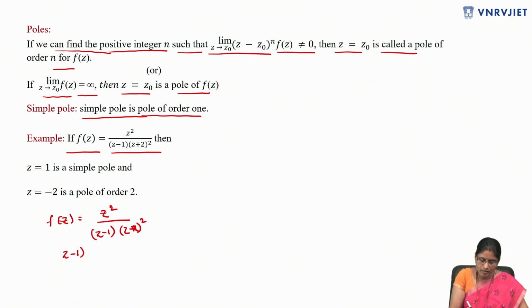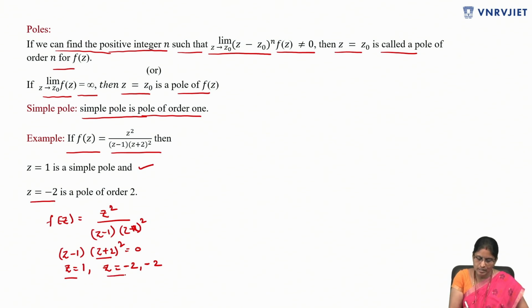Take the denominator part: z minus 1 is there, and (z plus 2) whole square is there. From this we get z is equal to 1, and from this we get z is equal to minus 2, comma, minus 2. So z is equal to 1 is a pole of order 1, so it is called a simple pole. And z is equal to minus 2: (z plus 2) whole square is there here, we get z is minus 2, comma, minus 2. Z is equal to minus 2 is a pole of order 2.